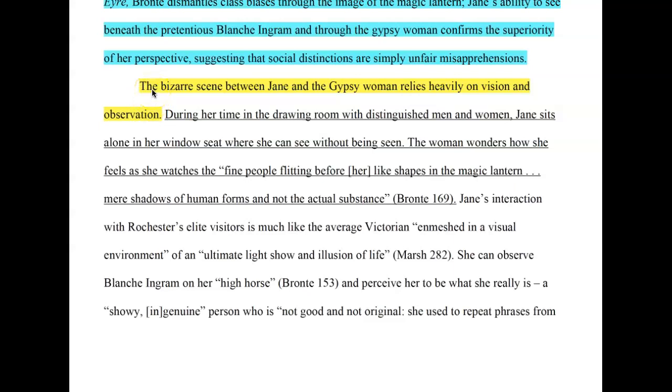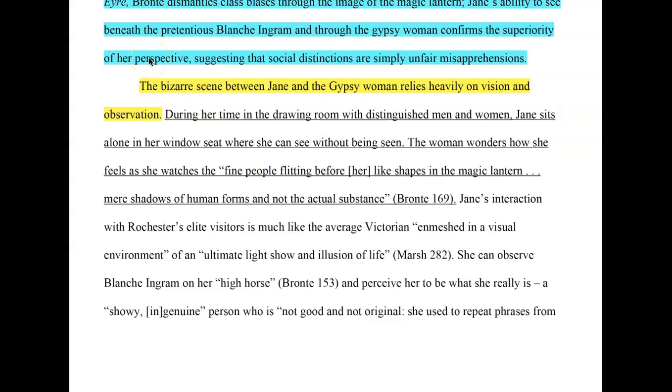Okay, so if you look through to my first body paragraph, I have my topic sentence, and my topic sentence is going to relate to my thesis statement in some way. And it's not plot related, so I'm not telling you something that happens in the novel. I'm giving you an analytical point that I'm going to expand upon. So my topic sentence in this case is, the bizarre scene between Jane and the gypsy woman relies heavily on vision and observation. So in this paragraph, I'm going to be talking about a specific scene and that it relies heavily on vision and observation.